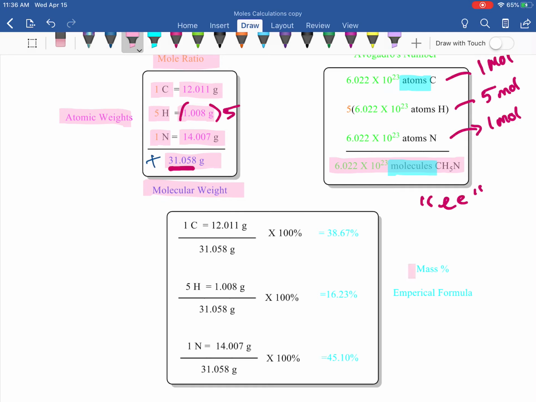And then we went on in our last video on moles to go ahead and calculate some percentages. We called this a mass percent. This is actually leading us into empirical formulas. That's where that comes from. We're taking our total molecular weight and we're figuring out how much of that is carbon, hydrogen, and nitrogen. These percentages we can use in problems.